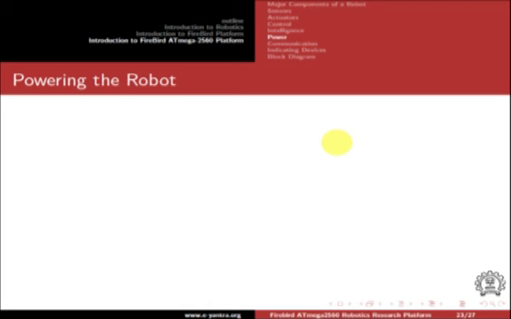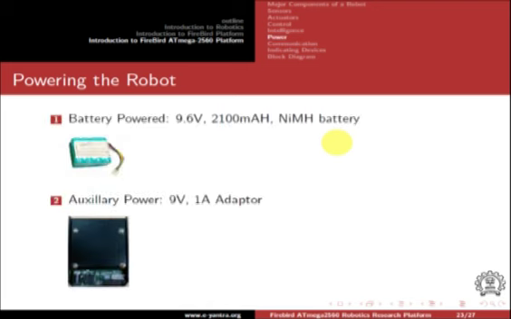For powering the system, we have two different modes for powering the robot. First is battery powered. A nickel metal hydride battery of 9.6 volt and 2100 milliamp is given with the robot for powering. The second mode of powering is through auxiliary power. A 9 volt 1 ampere DC adapter is given with the robot. You must read the hardware manual to get used to both these sources. It is also very important that you power the robot only after reading the instructions in the manual. Using a power source in a wrong way can permanently damage the robot.